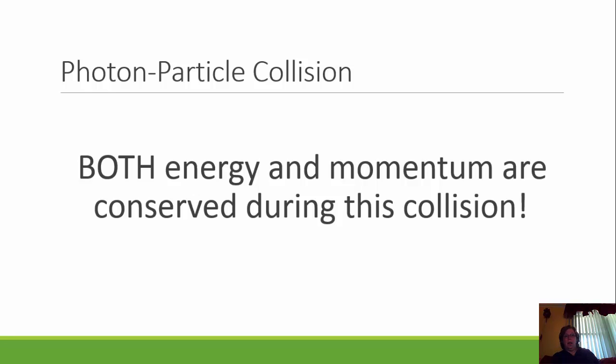So when a photon and a particle collide, usually the particle is at rest. We're assuming that usually the particle is at rest. So the photon comes in with the speed of light, because all photons travel at the speed of light, 3 times 10 to the 8. That photon strikes that particle that's at rest, and during that collision, both energy and momentum are conserved, making this an elastic collision.